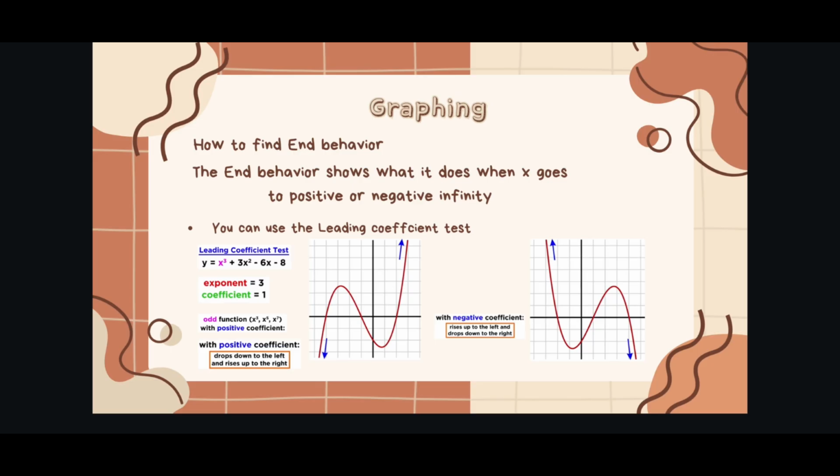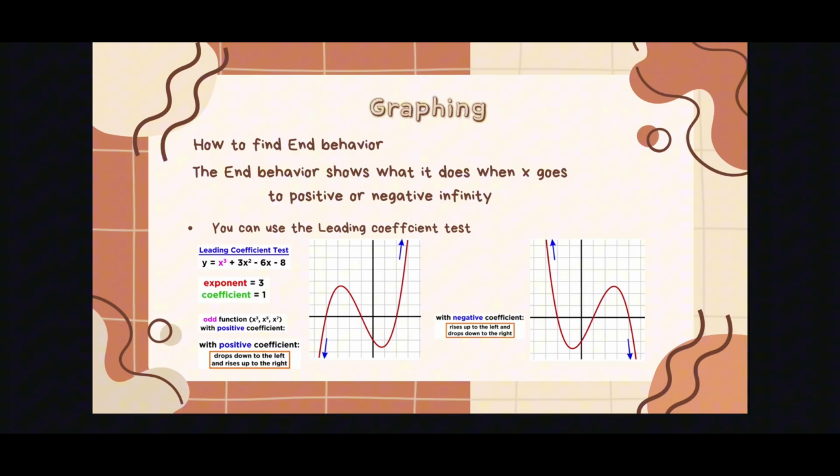We look at two things. First, the degree. Second, the sign of the leading coefficient. In this example, we use the third degree, which is odd. If the coefficient is positive, the left side goes down and the right side goes up. If the coefficient is negative, the left side goes up and the right side goes down. So for an odd degree function, the graph moves in opposite directions on each side.